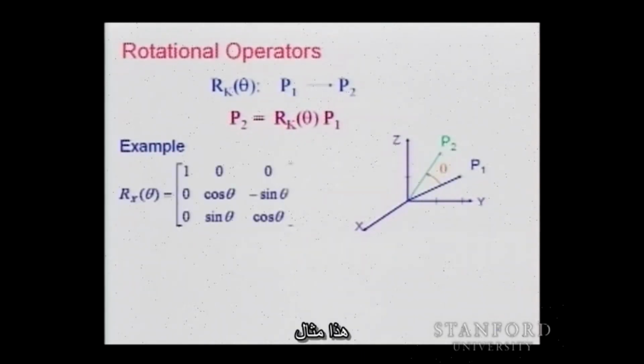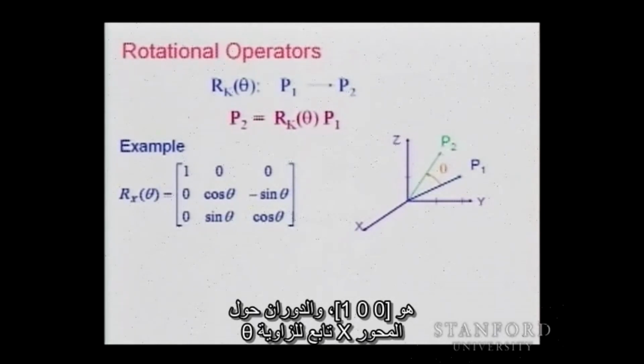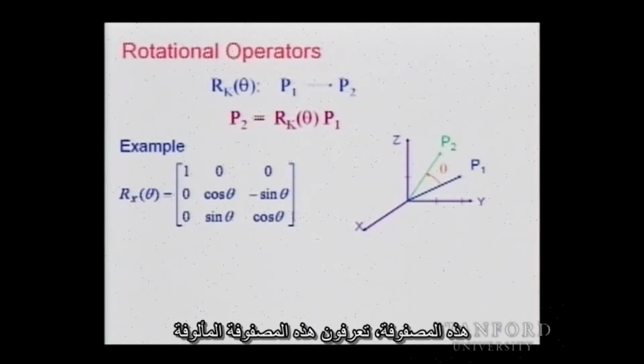So here is an example. This is a rotation about the x-axis. The x-axis is 1, 0, 0, and the rotation about the x-axis is by theta. It is cosine theta, minus sine. You know this familiar matrix, rotation about the x-axis.